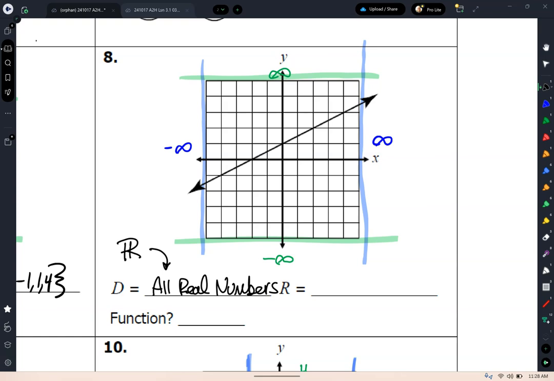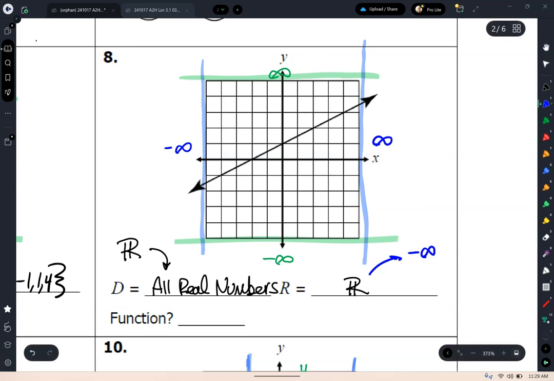Okay. How about the range? What would be the range for this one? Yeah, it'd be the same thing because there's no y value that doesn't have an x value, right? So again, our range would be all real numbers. That's all real numbers. Okay, now, can we write that in inequality notation? Yes, we can. It would look like this.